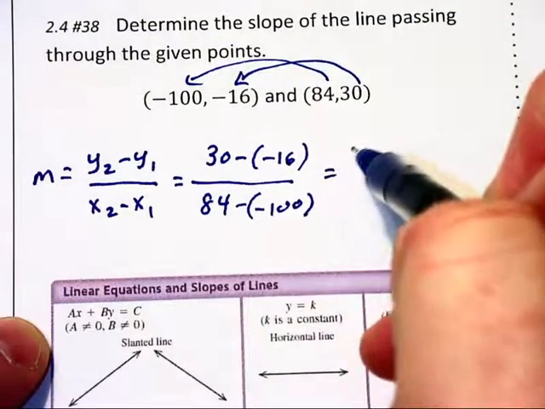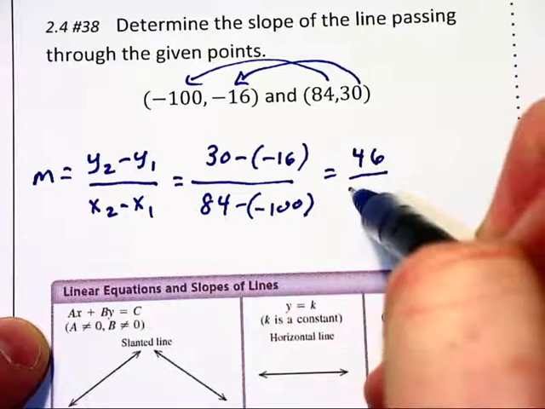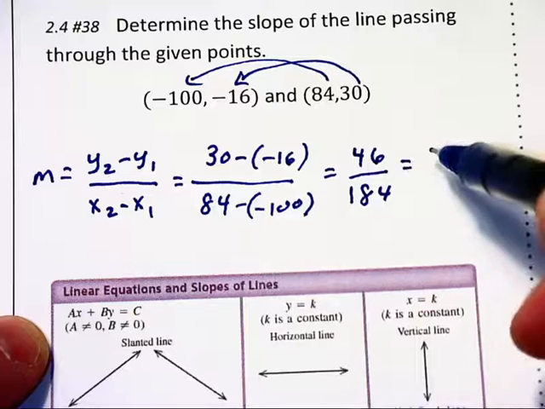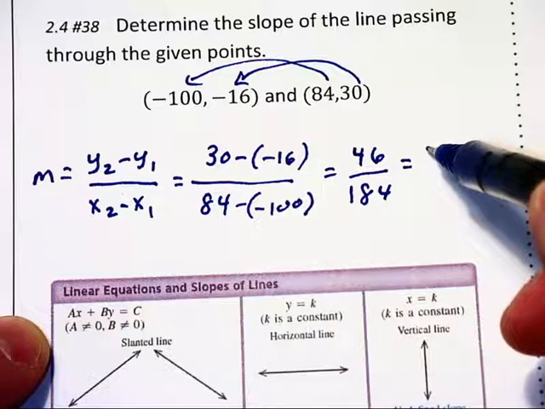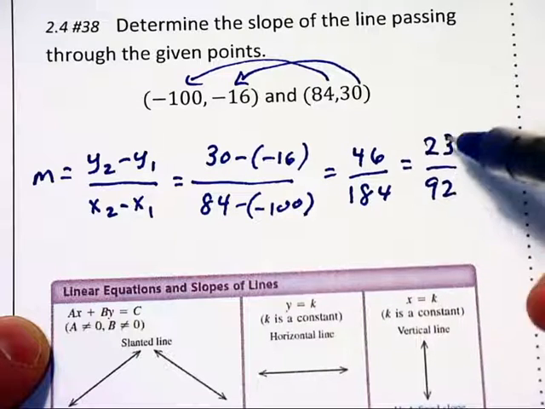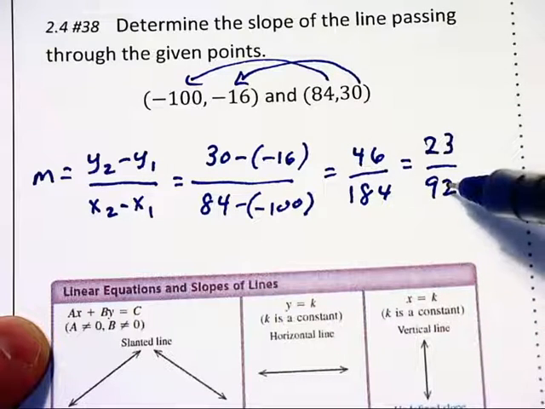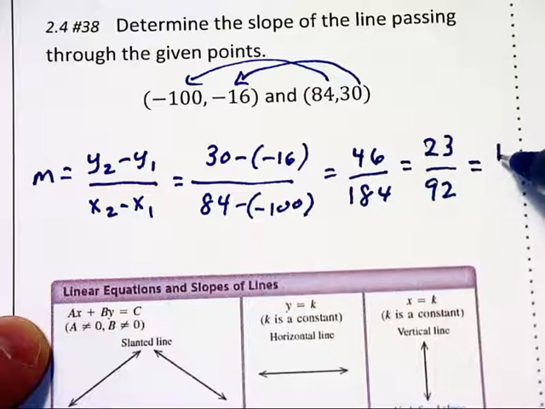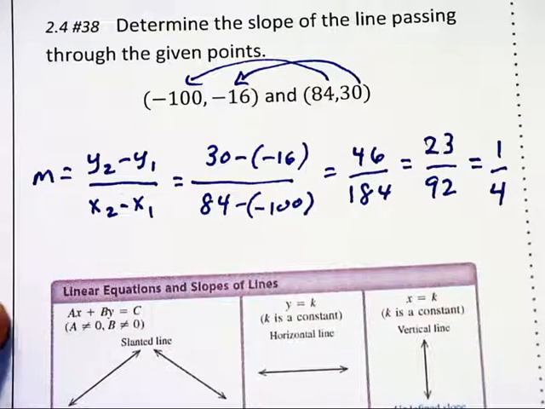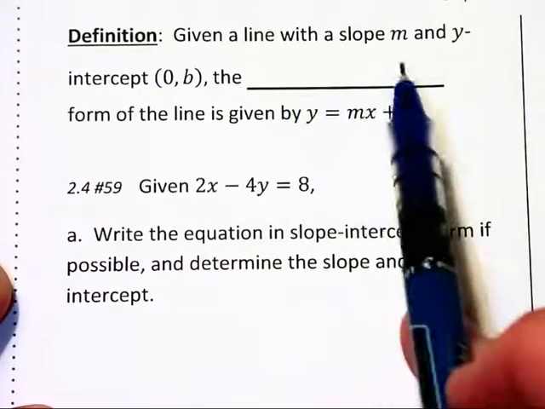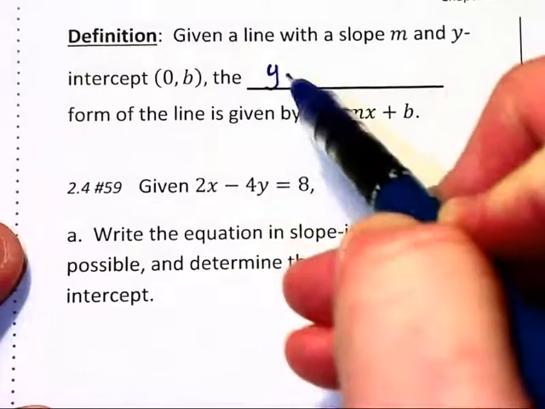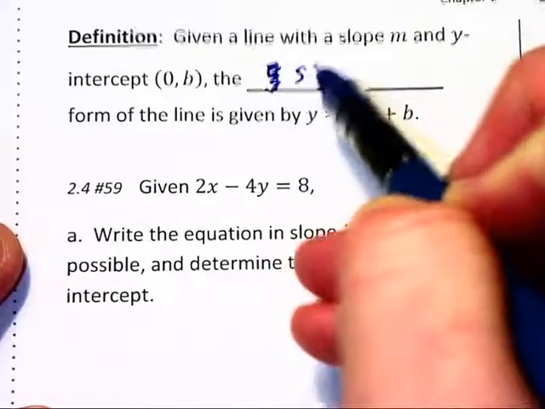This is going to give us 46 over 184. These are both even, so we know we can cut in half, dividing each by 2 to get 23 over 92. And it turns out that 23 times 4 is 92, so this fraction reduces to 1/4, and the slope is 1/4.